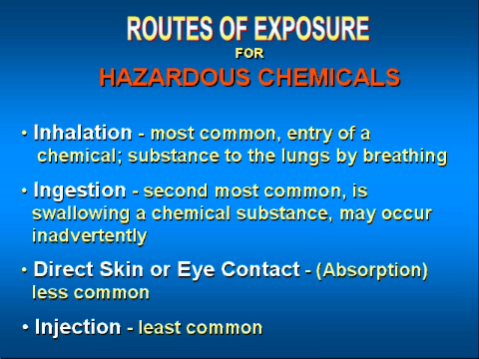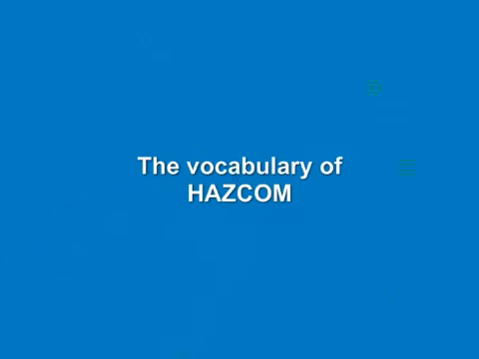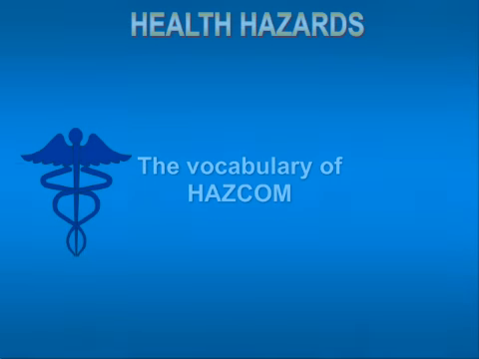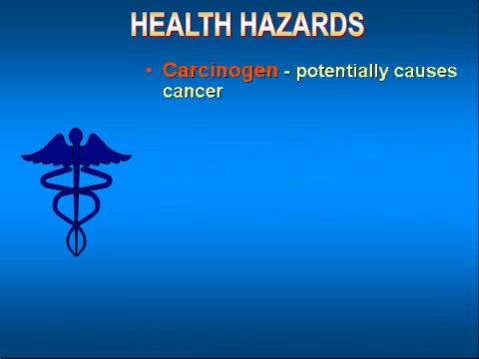Having mastered the routes of exposure, probably the next complex thing that we have to learn is what we call the vocabulary of HazCom. Some of the key words that we need to learn are words like carcinogen. A big word, and what I generally find, and I teach, is that if you look at the core word in the center of it, it makes it a little easier to understand.